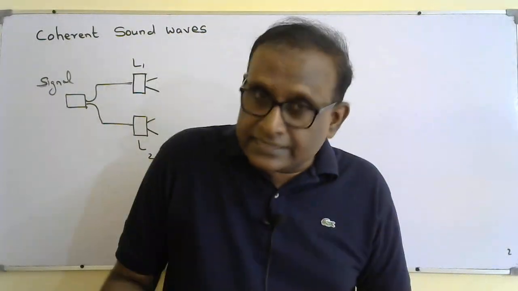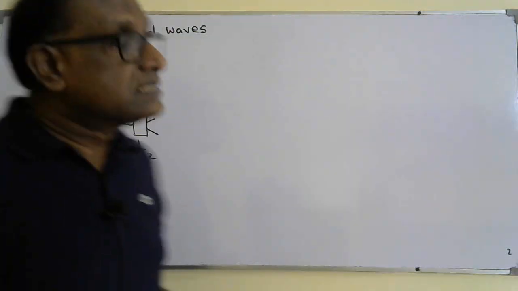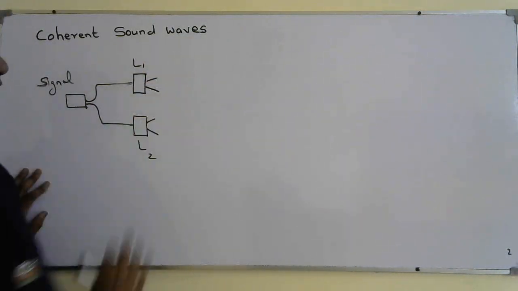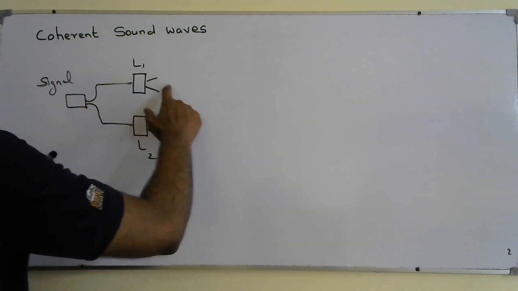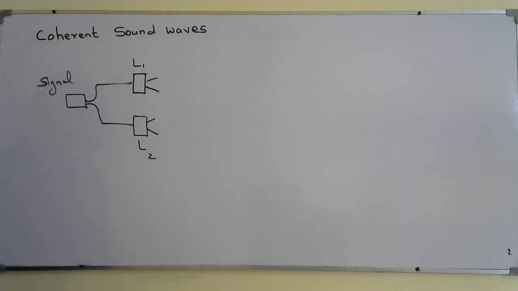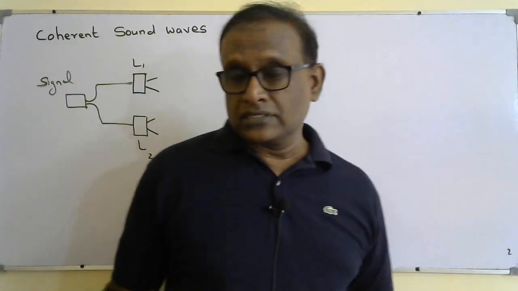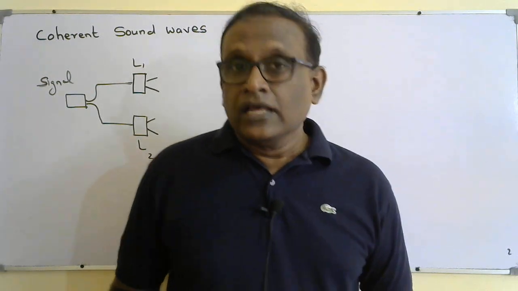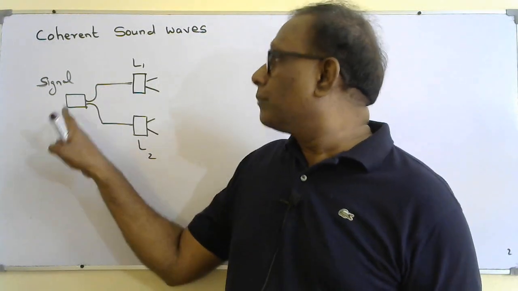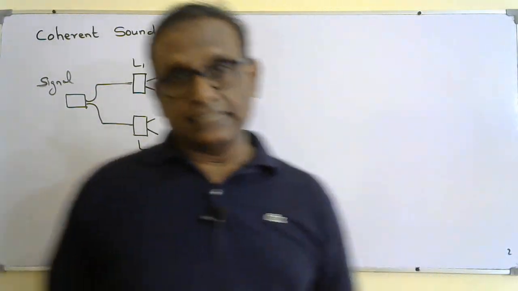Then they are emitting the same frequency. So the sound waves emitted by the two loudspeakers L1 and L2, connected to the same signal generator, will be coherent waves. So that's the way we create coherent sound waves from two loudspeakers, but we must use the same signal generator.